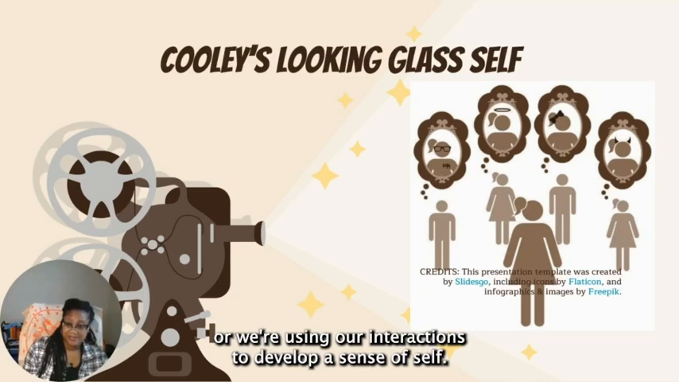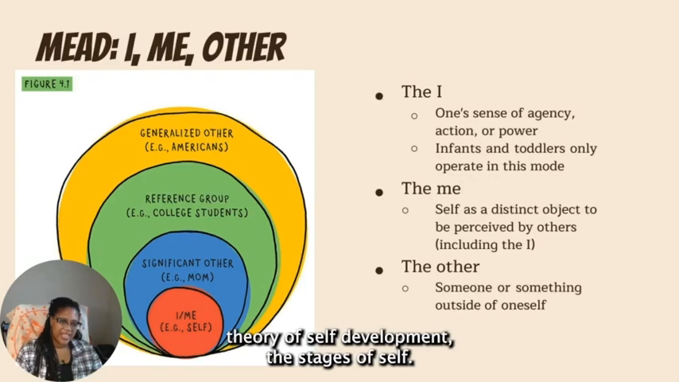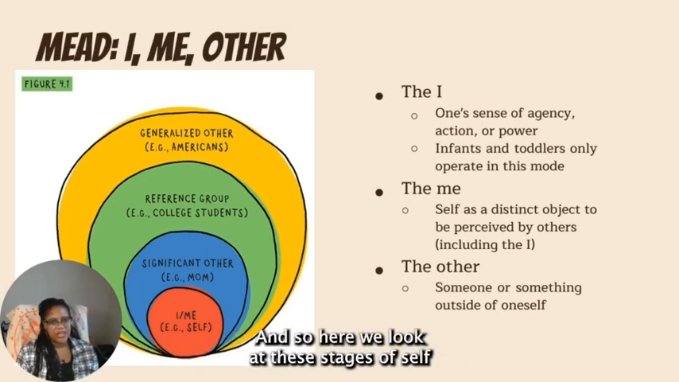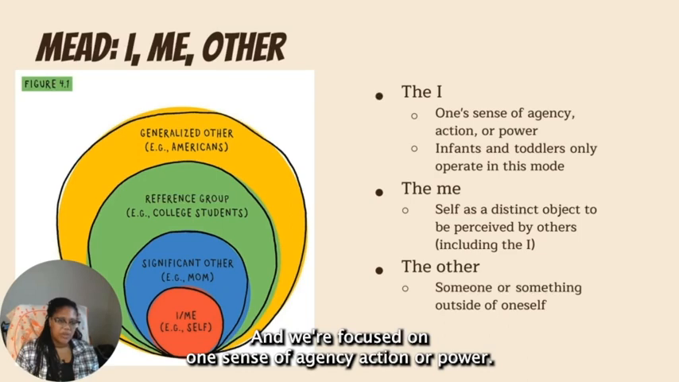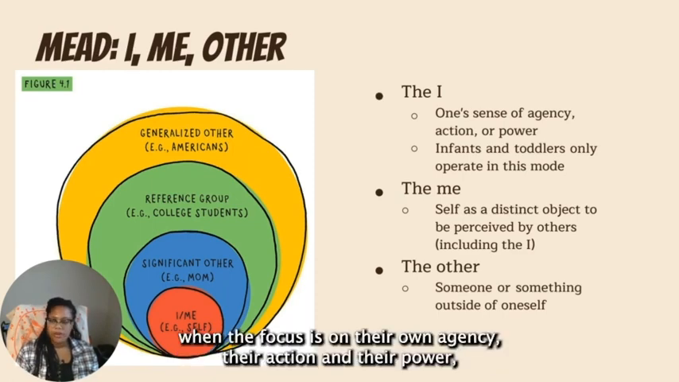So yeah, it's just a disaster waiting to happen, often, where we're using our interactions to develop a sense of self. So George Herbert Mead gives us another theory of self-development via stages of self. So again, we're still looking at social interaction. And so here we look at these stages of self as the I, the me, and the other. With the I, we're focused on one sense of agency, action, or power. And typically, this is the mode that infants and toddlers operate in, where the focus is on their own agency, their action, and their power.